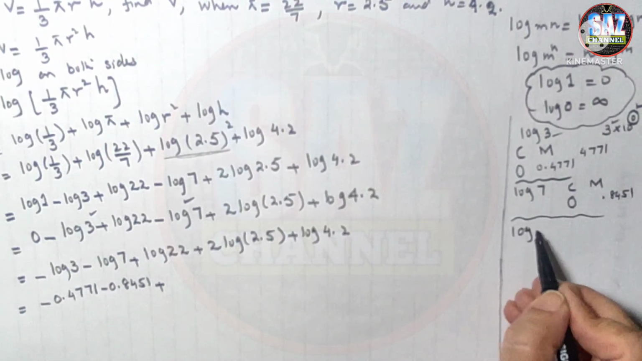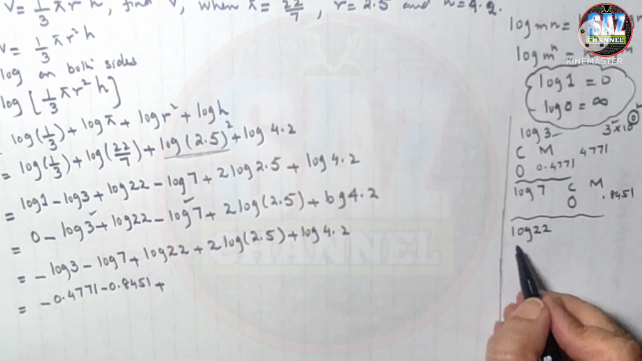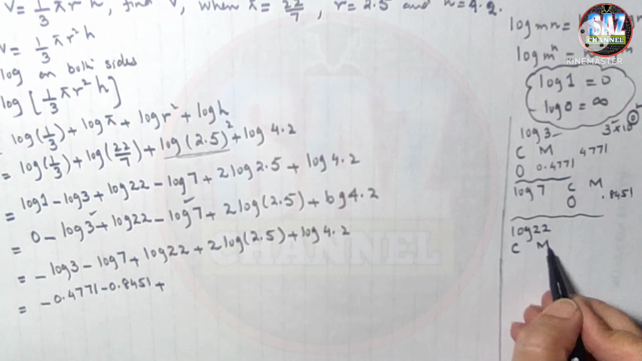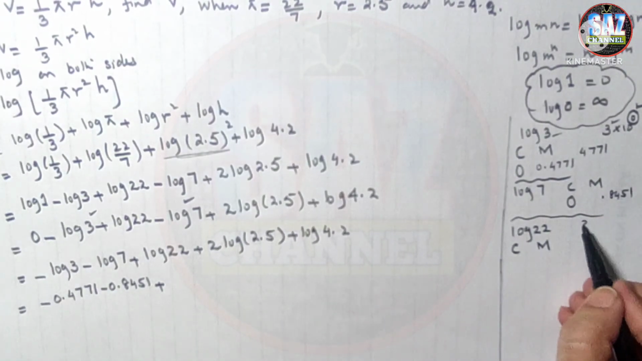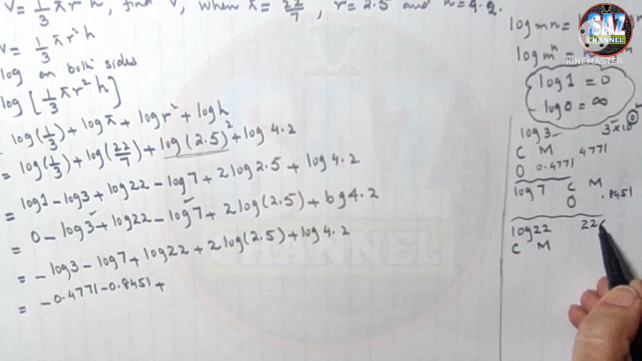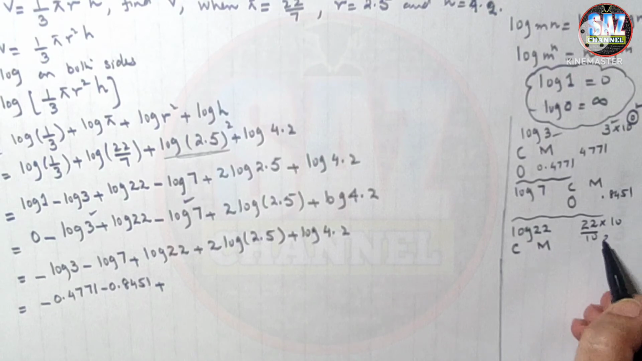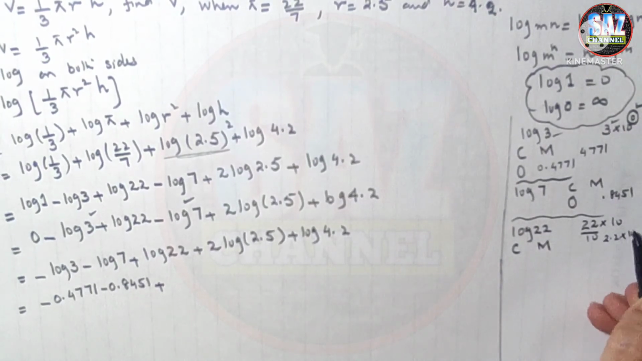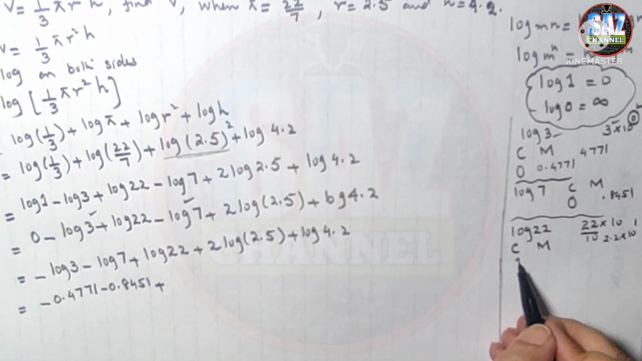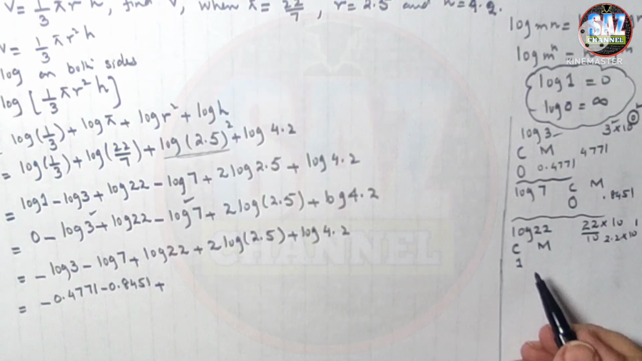Log 22, again I have to find the characteristic and mantissa. For the characteristic, either you can turn it into scientific notation, multiplying and dividing by 10, 2.2 multiplied by 10 raised to the power 1, so the characteristic is 1. I have given you both the ways.